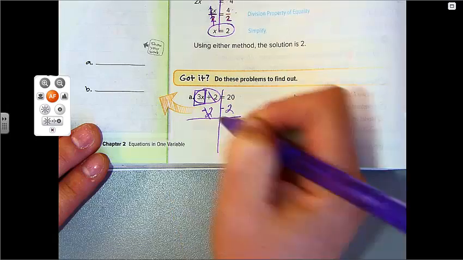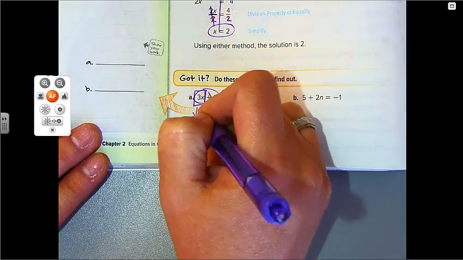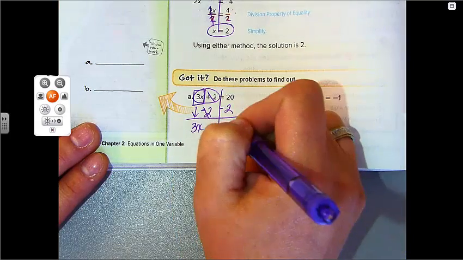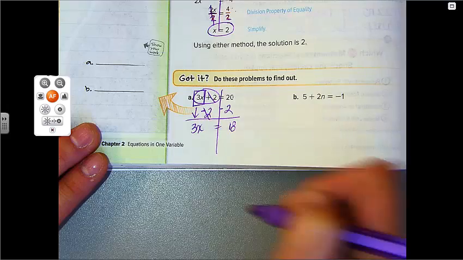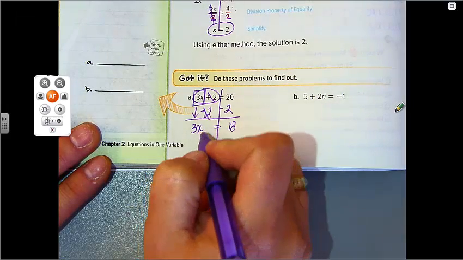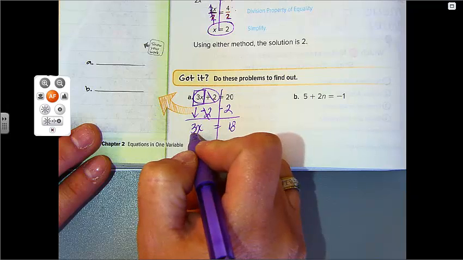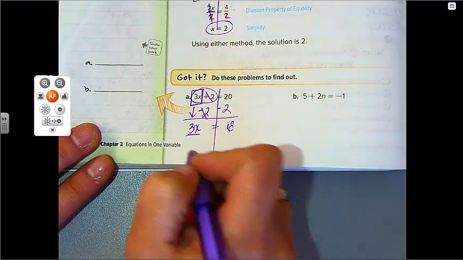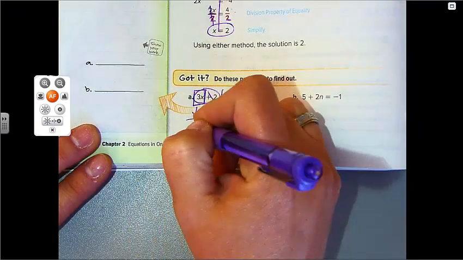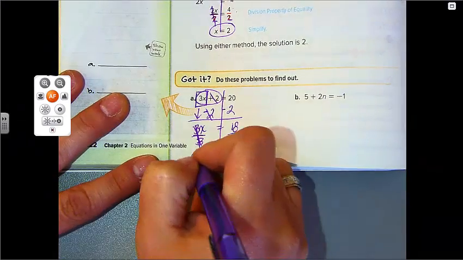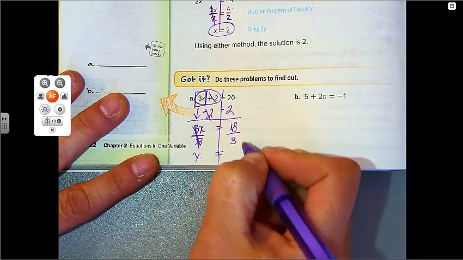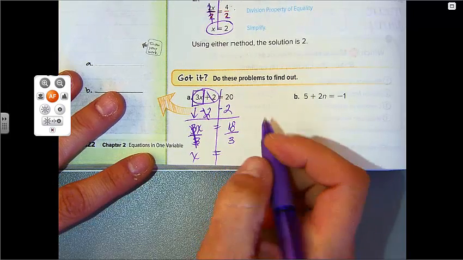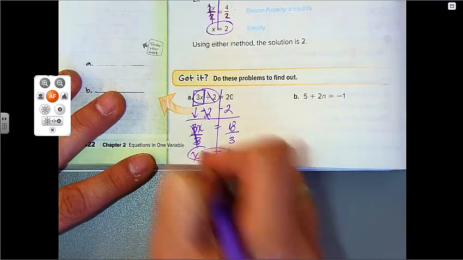My 2's cancel out because 2 minus 2 is 0, and I'm left with a 3x on this side. Then I have a 20 minus 2. 20 minus 2 is 18. Then I have to do my next step, and that means I have to get rid of whatever's attached to x. In this case, I have a 3 times x, so the opposite of times is to divide, so I'm going to divide both sides by 3. My 3's then cancel out, and I'm left with x equals whatever 18 divided by 3 is. If you need to use a calculator, go ahead, or if you already know it, 18 divided by 3 is 6.